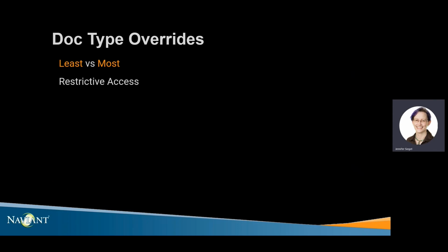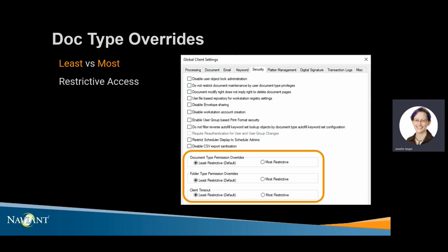When using doc type overrides with multiple user groups, a user may be a member of 2 or more groups that have conflicting override privileges. In the global client settings and config on the security tab, you can specify whether the permissions should be treated as least or most restricted in the aggregate. In other words, do I want the user to have all override permissions from each of the groups the user is in, or only the override permissions that all those groups have in common? The default setting is least.